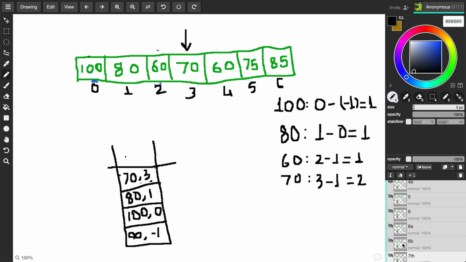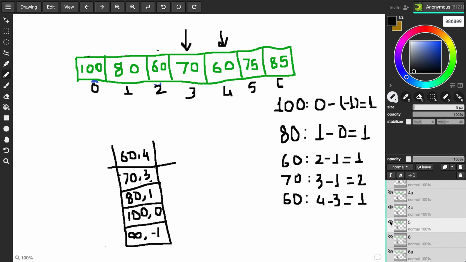Then we'll go on to the next element. So the next element would be our fifth element, and we'll compare the fifth element with the top element, and we see that 60 is smaller than 70, so we would simply put it on the stack, and then we are going to get the answer for this one as the current index minus the stack's top index, which would give us 1.